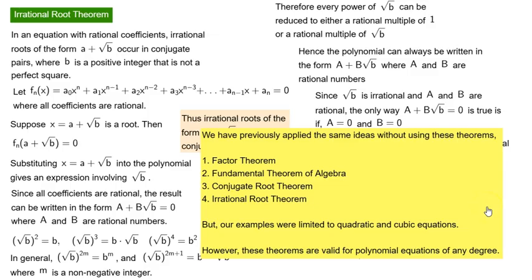So that was irrational root theorem. That's it for now.